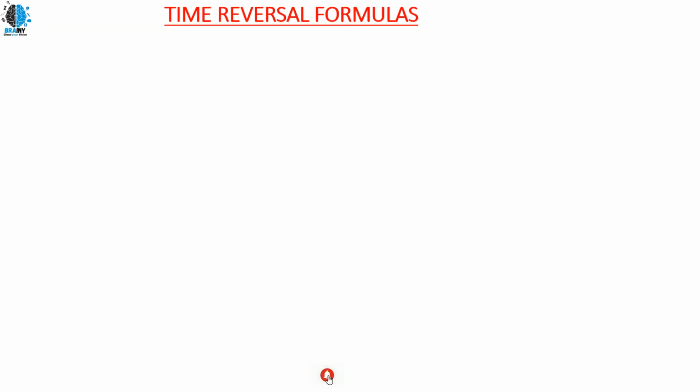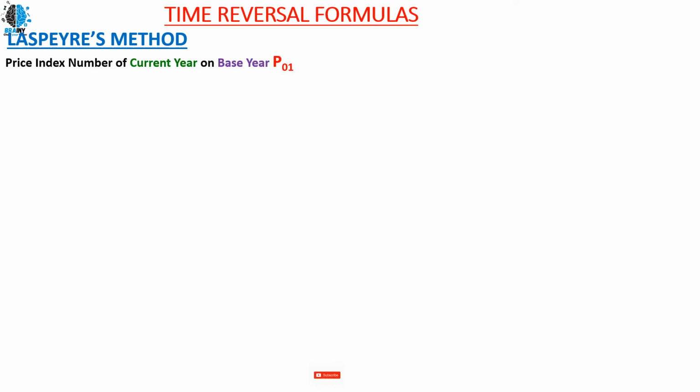Let's see the time reversal formulas of different methods of index number. The very first we are going to see is the Laspeyres method. In the Laspeyres method, the price index of the current year based on base year is given as P01. So how are we going to have the formula? P01 is equal to summation P1 Q0 whole divided by summation P0 Q0 into 100. Because the author has given the weight to the base year, that's the reason we have Q0.